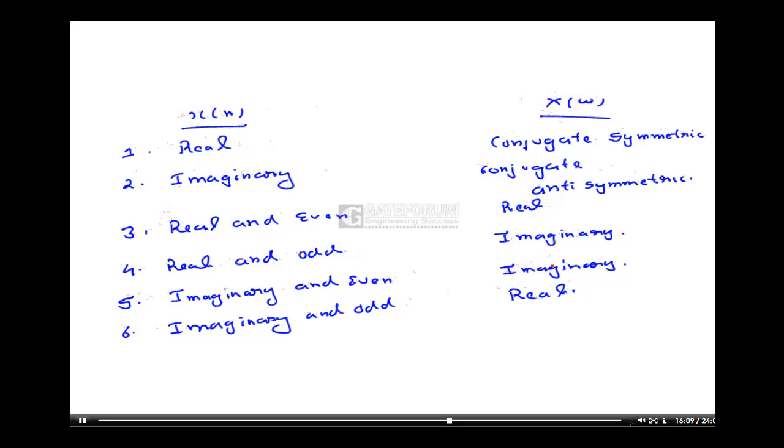Okay, so 6 different types of signals and there are 6 corresponding X of omega. This thing should be remembered. This can come as a question in GATE exam. So these were the symmetry properties related with the Fourier transform. Next property, among the general properties, is linearity.